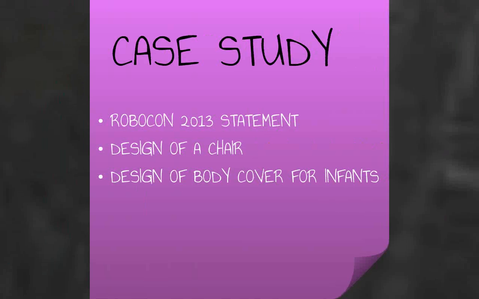We had also discussed various case studies in the second live webinar, where we learned about the design of a chair for people who cannot sit straight without support. They need some support at their back and the spinal cord. Or there was the design of a body cover for maintaining body temperature of infants who are born and have no body temperature control.